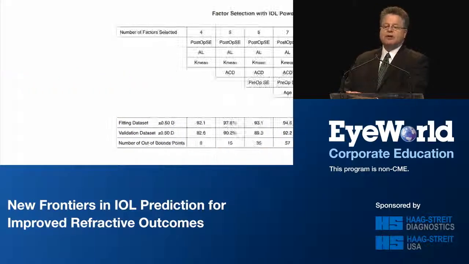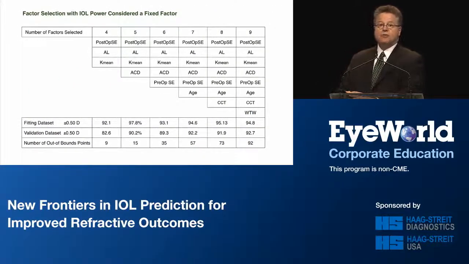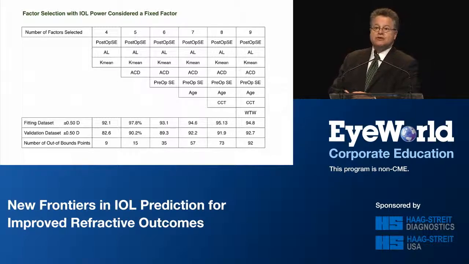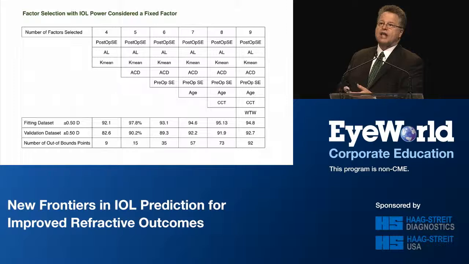So we develop a calculator basically by figuring out what things are most important. We know that axial length is important, central corneal power, anterior chamber depth, but who knows, maybe the patient's zodiac sign, mother's maiden name, favorite dessert, shoe size may come into it. So we use a genetic algorithm. It's a form of evolutionary model development to allow us to pick out the factors that are most important.